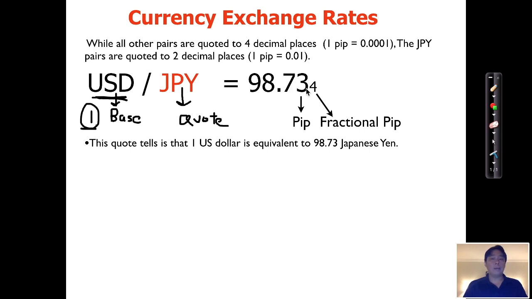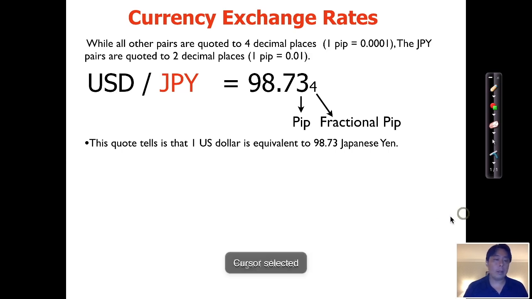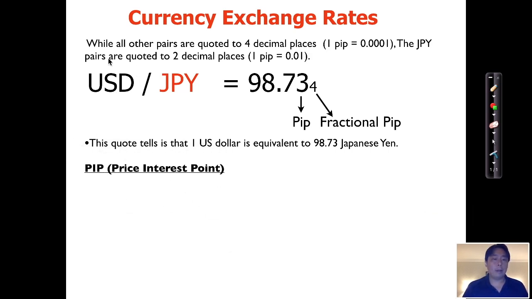Again, this 3, the second decimal place, is a pip. So if it goes from 98.73 to 98.74, the dollar yen has gone up by 1 pip. Make sense? If it goes from 98.73 to 98.84, it's gone up by 11 pips. If it goes from 98.73 to 98.72, it's gone down by 1 pip. So you got that? In other words, $1 is equivalent to 98.73 Japanese yen.